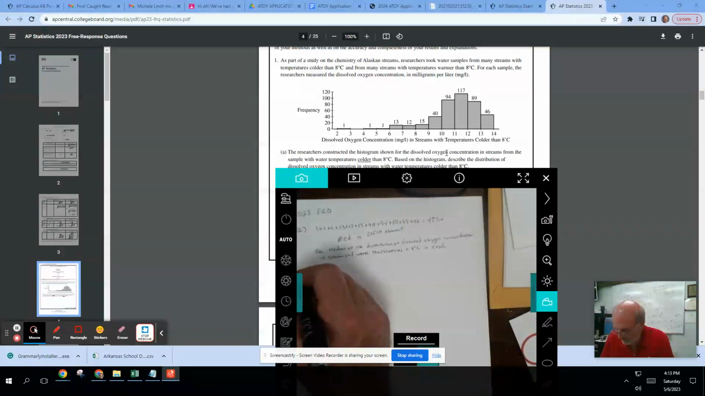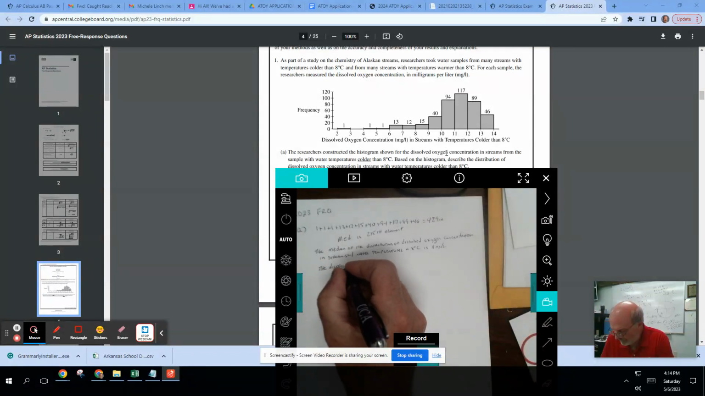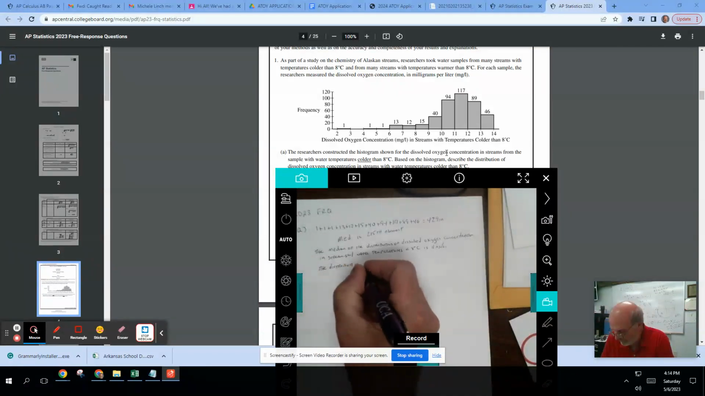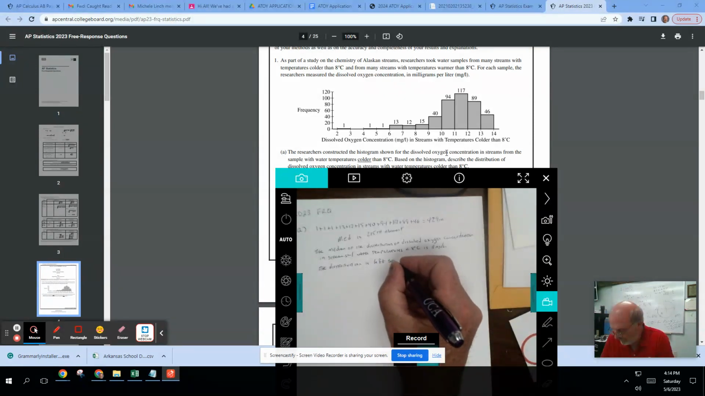We'll get to unusual features in a minute. I'm going to go ahead and do the shape because that's easy. The distribution is left skewed.